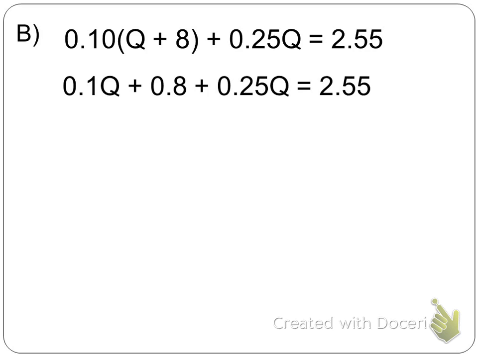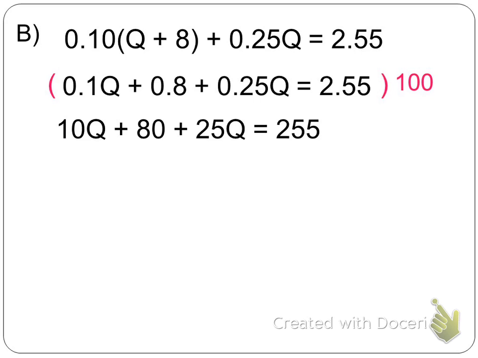How do I get rid of all the decimals? Multiply by 100, since I need 2 jumps on the back. When you multiply by 100, you have 2 jumps in each, and now you can't just drop the zeros since they're before a decimal. So we have 10q plus 80 plus 25q equals 255.